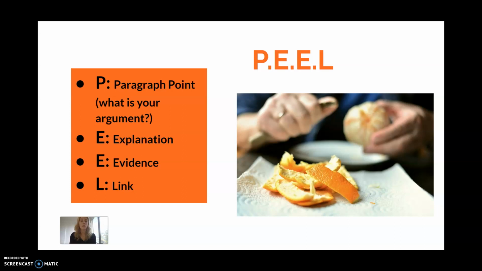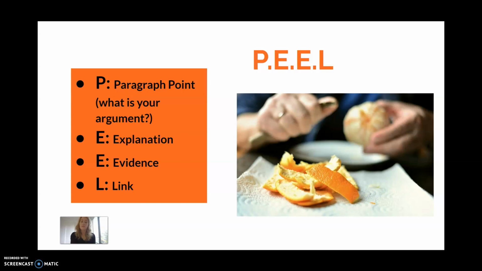And lastly, you finish with an L. So the L is your link to your contention. After writing your paragraph, you'll find that you've written quite a bit, and you need to remind your reader of what your overall contention was. So your link will bring the reader's attention back to the contention that you wrote at the very beginning of your essay in your introduction, reminding them what it is you're actually trying to prove.